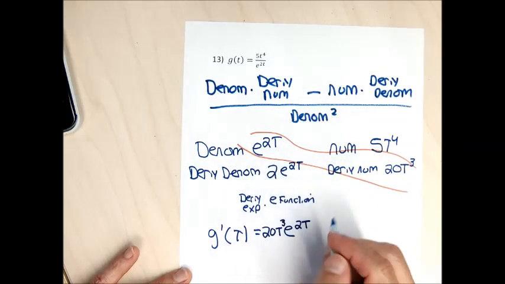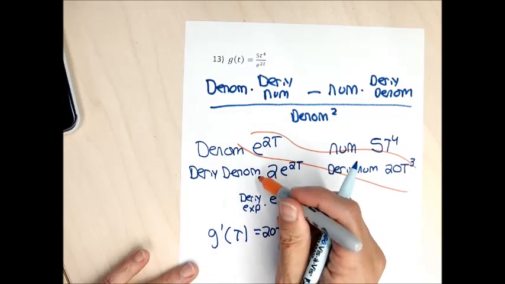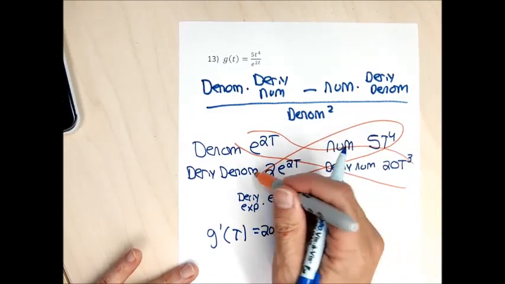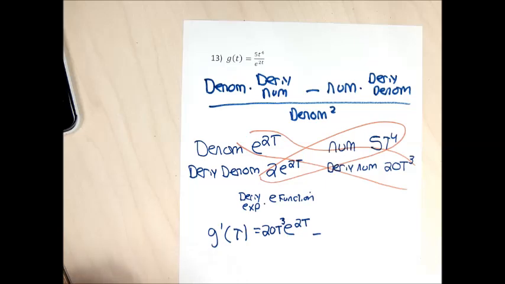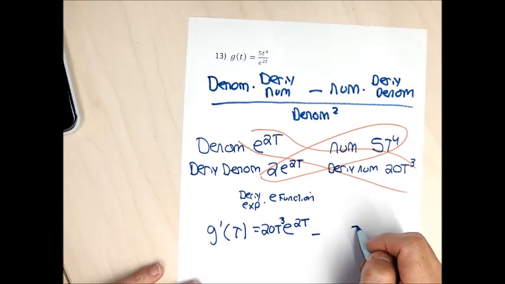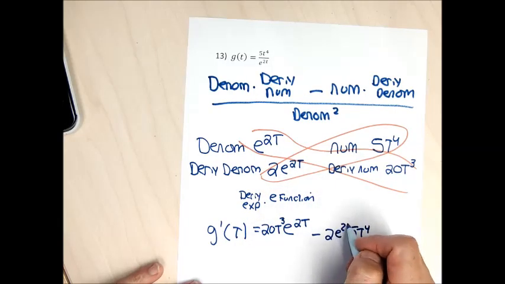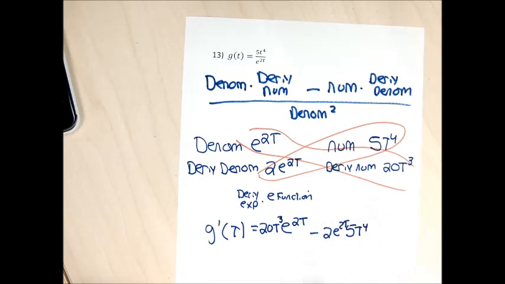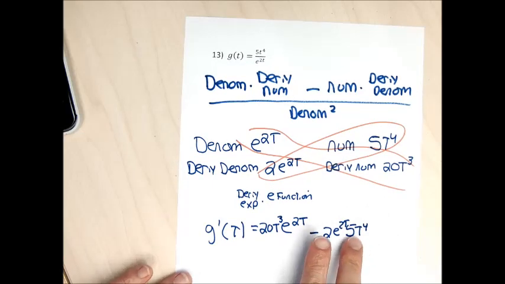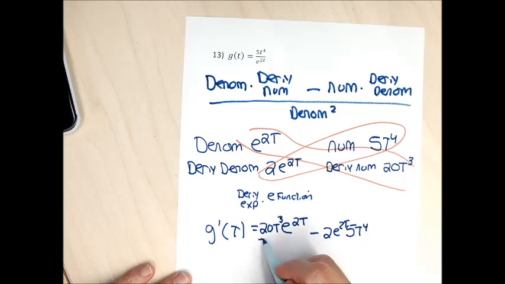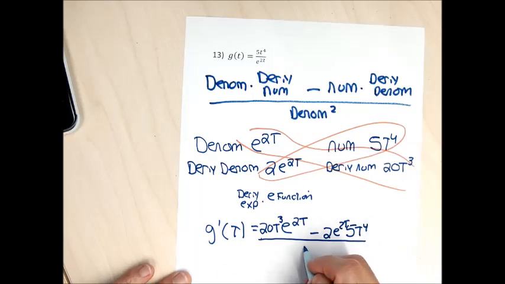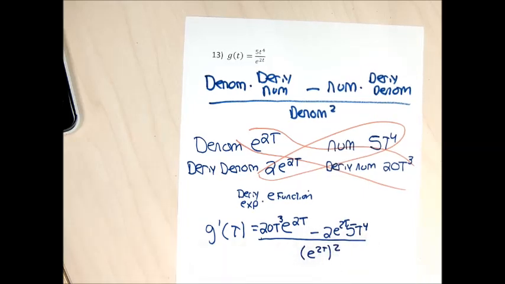I'm going to bring down the minus sign. And then for the numerator times the derivative of the denominator, I'm going to write it probably backwards again. For the numerator, I'm going to write a 5t to the fourth. For the derivative of the denominator times 2e to the 2t. It might make it easier for you to follow if I multiply this 2 and 5 before I do my common factoring in the numerator. But I better write down my denominator of the denominator all squared.